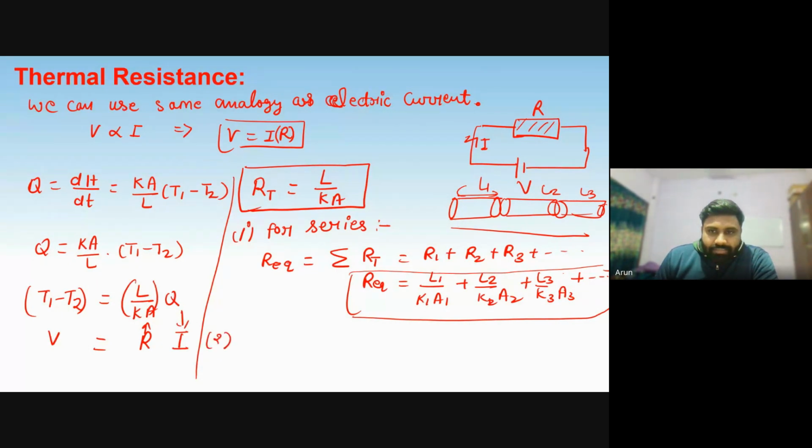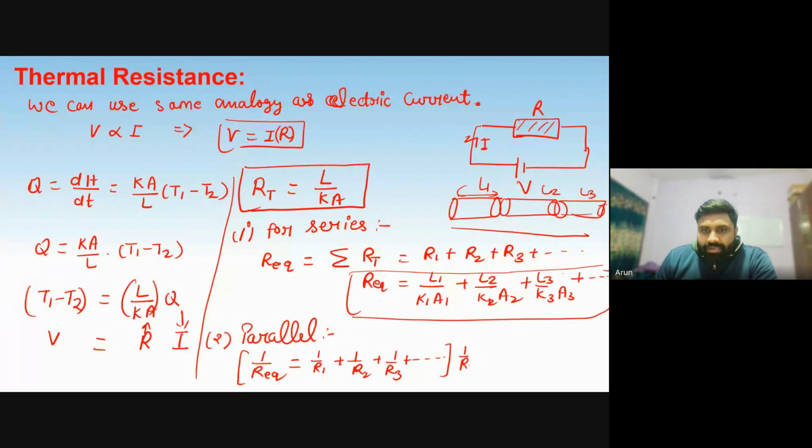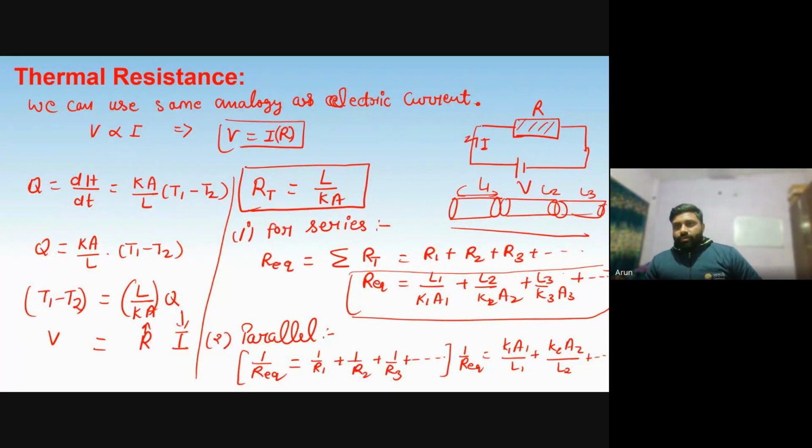The second one is for parallel. So we can say that 1 upon R equivalent equals 1 upon R1, plus 1 upon R2, plus 1 upon R3. See, if you get the exact value, it will be 1 upon R equivalent equals K1 A1 upon L1, plus K2 A2 upon L2, and so on. This one. Got it?